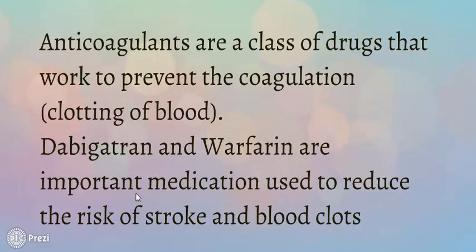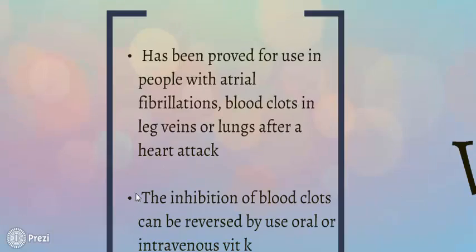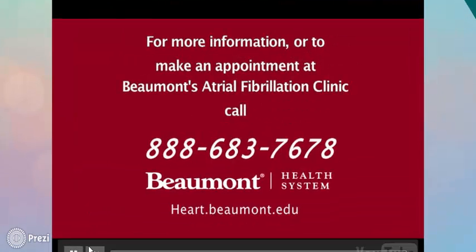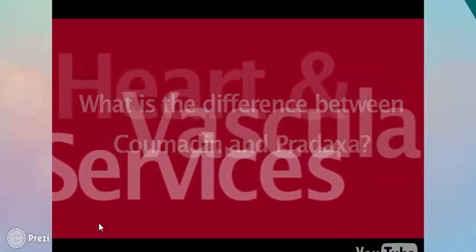As a matter of fact, anticoagulants are a class of drugs that work to prevent the coagulation or, in other words, the clotting of blood. So Dabigatran and Warfarin are important medications used to reduce the risk of stroke and blood clots. Let's watch a video about the difference between Dabigatran and Warfarin.